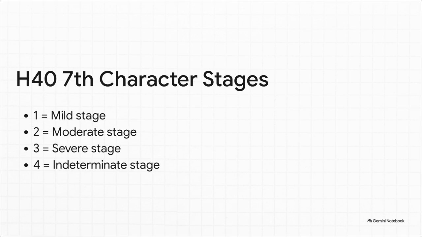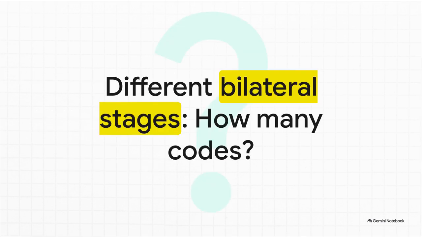Huge difference there. Okay, let's test your reflexes with a quick micro scenario. You have a patient presenting with bilateral glaucoma. But wait, it's documented as stage 2 in the left eye and stage 3 in the right. Think fast for a second. How many codes do you actually need to accurately report this encounter?